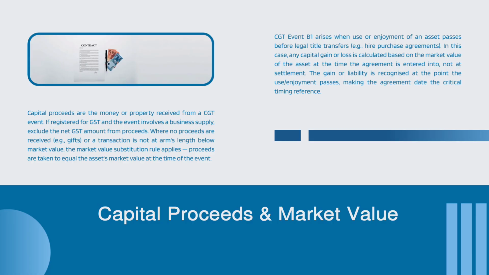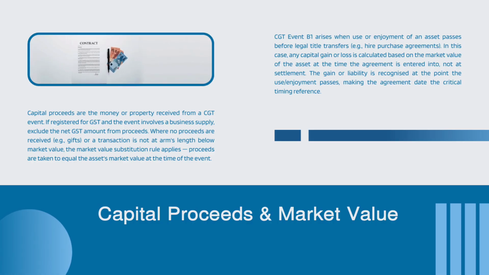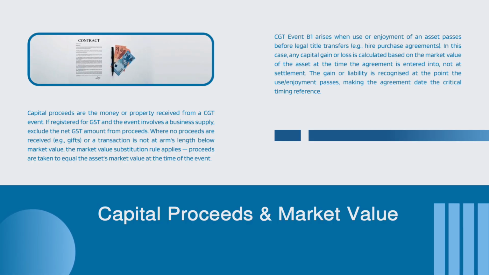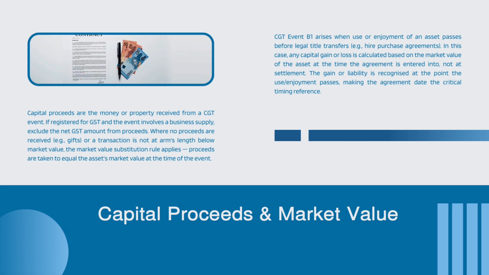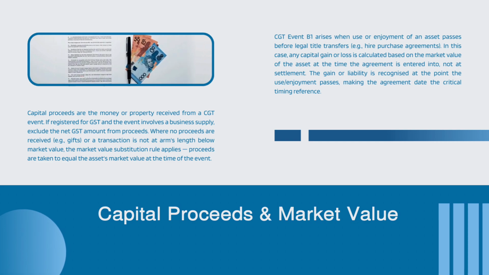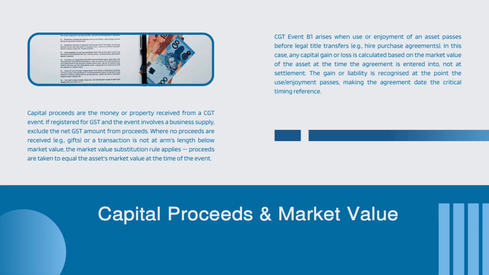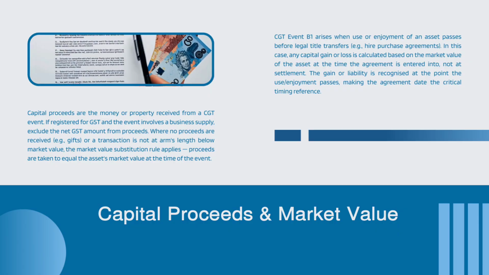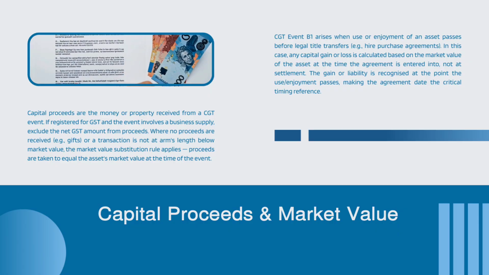Capital proceeds represent the money or value of property received. If a client gives an asset away as a gift, or sells it to a family member for a dramatically reduced price, the ATO requires us to substitute the true market value as the capital proceeds. Market value should ideally be determined by a qualified professional, like a registered valuer.